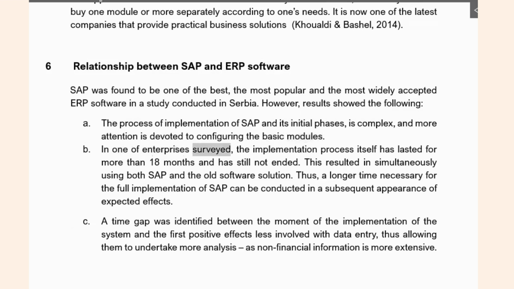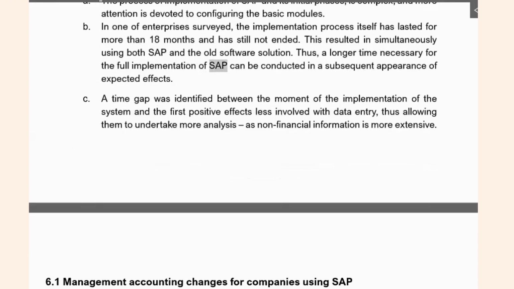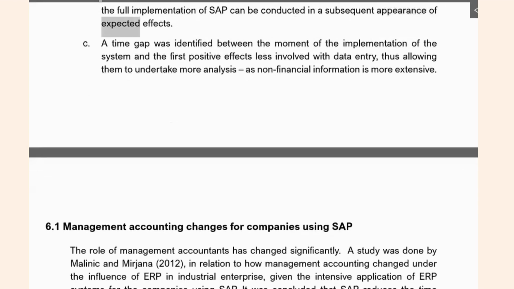In one of the enterprises surveyed, the implementation process itself has lasted for more than 18 months and has still not ended. This resulted in simultaneously using both SAP and the old software solution. Thus, a longer time necessary for the full implementation of SAP can result in a subsequent appearance of expected effects. A time gap was identified between the moment of the implementation of the system and the first positive effects: accountants are less involved with data entry, thus allowing them to undertake more analysis, as non-financial information is more extensive.